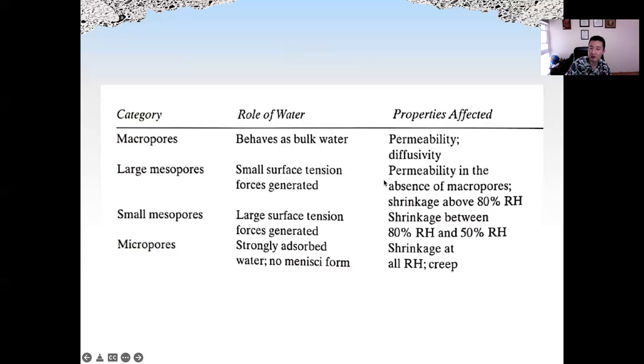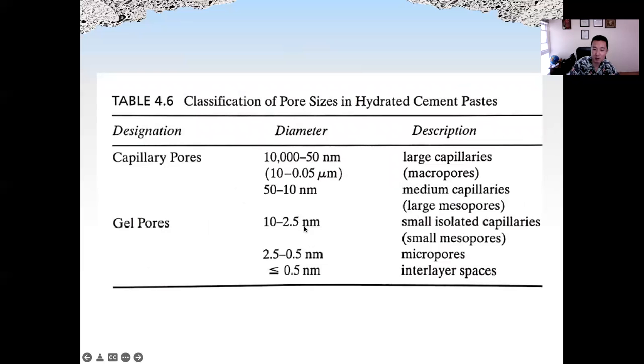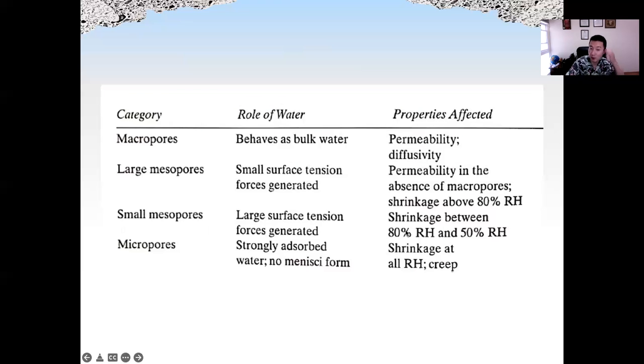It will also affect the permeability of concrete. So the water in the large mesopores accounts for shrinkage above 80% relative humidity in the concrete. For smaller mesopores, which is between 2.5 to 10 nanometer, the water leaving these pores will cause large surface tension, causing large shrinkage. That occurs between 50 to 80% RH.